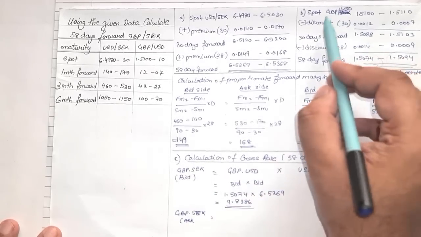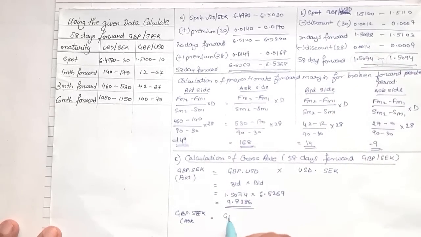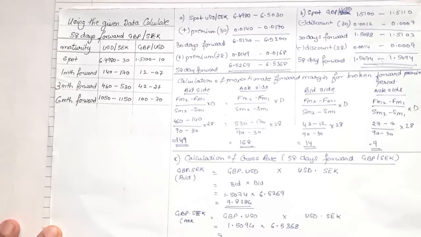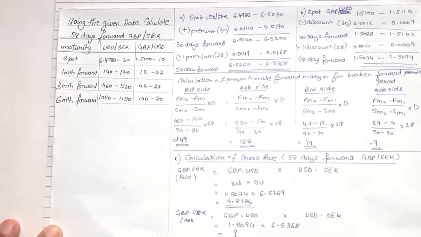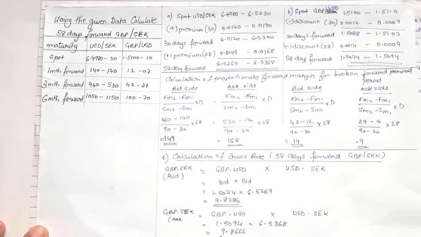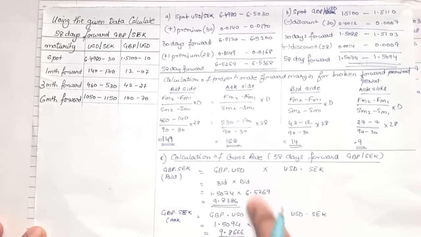Same way GBP to SEK, the ask rate we'll find. Again same logic. We'll have to first write GBP on one side, multiplication in the middle, SEK last. What is common? USD is common in both, so I'll write USD on both sides. GBP to USD is directly given, so I'll take the direct ask rate as 1.5094 and USD to SEK again directly given, I'll take the direct ask rate as 6.5368. We multiply and we will get the value as 9.8666. Okay, we got the bid rate, we got the ask rate.